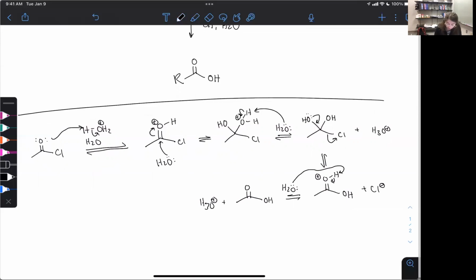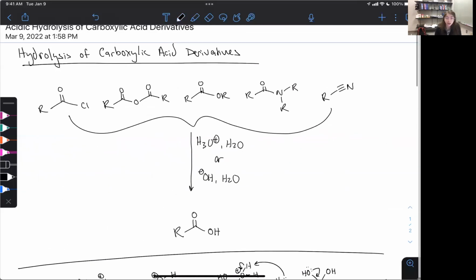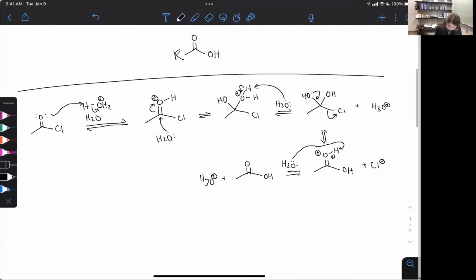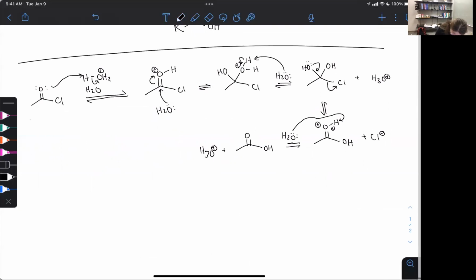Okay, let's go ahead and move to anhydrides. So this is the acid chloride. Hopefully you'll see a few of these and you'll start to pick up the pattern. That's kind of the point of this.